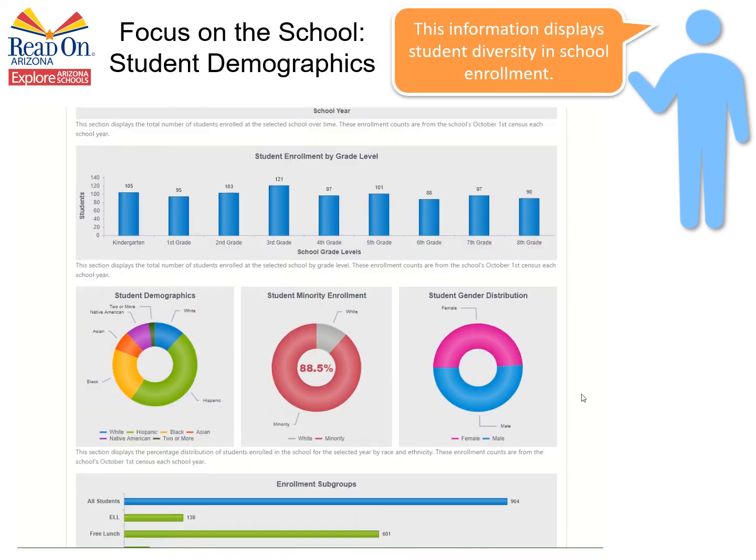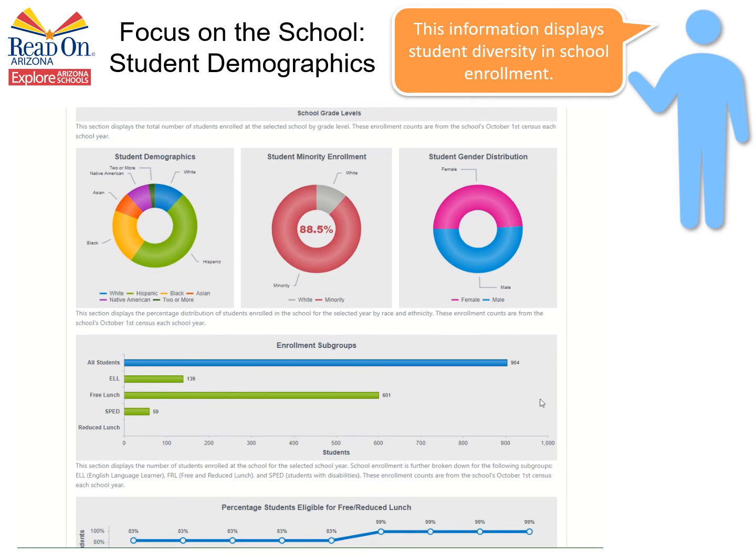Below student enrollment, you will find student demographic information. Each color of the wheel displays a different race or ethnicity represented at the school. The next chart shows student minority data and percentages, followed by gender distribution throughout the school.